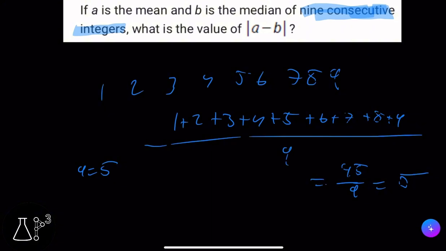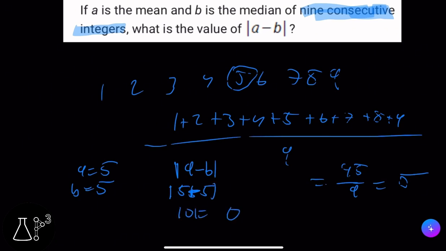Now the median is going to be the fifth number. Let's count 1, 2, 3, 4, 5. Therefore, my median is also 5. So B equals 5, and now I plug it into the equation that we need to use. So the absolute value of A minus B equals the absolute value of 5 minus 5, which equals 0. Therefore, my answer is 0. So remember, if we have A and B looking for the mean and median in these types of questions, it's always going to equal 0.